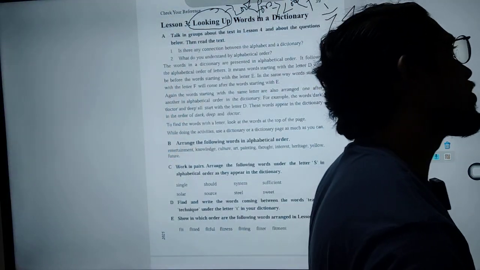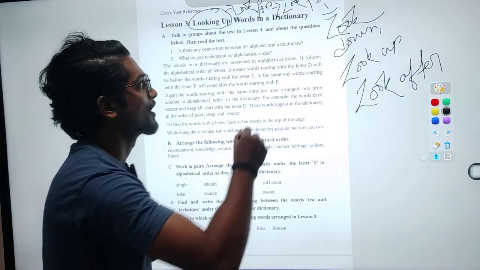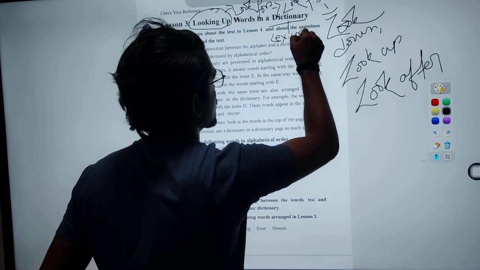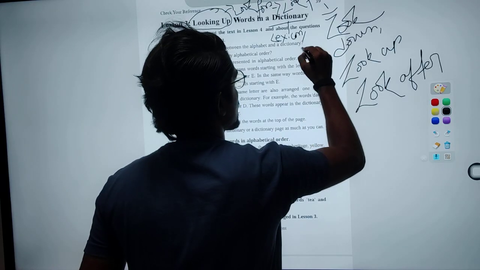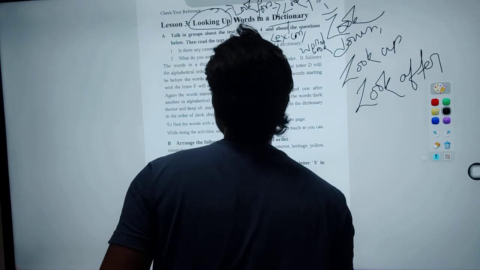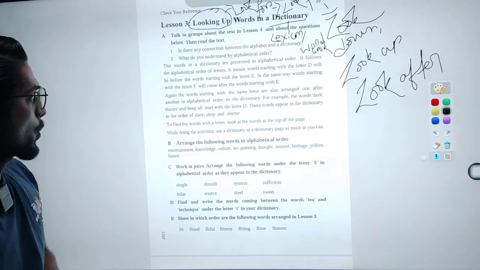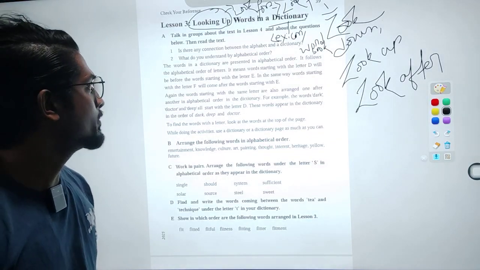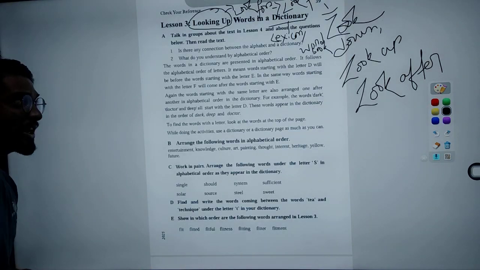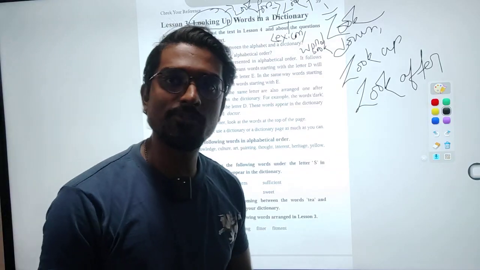So very important one. How you look up words in a dictionary. The dictionary means lexicon and word book. Okay. Let's see the first question. Is there any connection between the alphabet and a dictionary? So there is a connection between the alphabet and a dictionary.